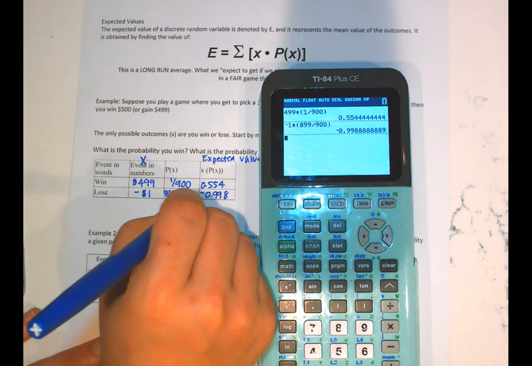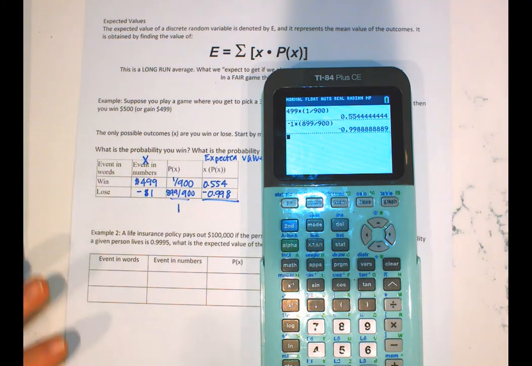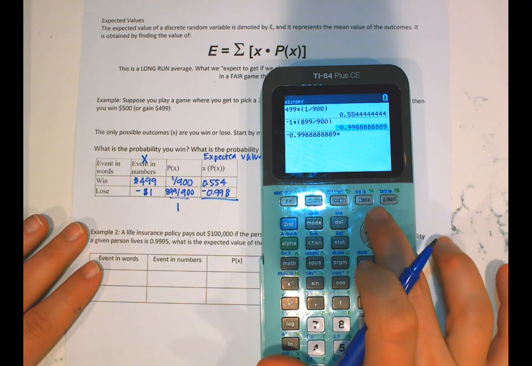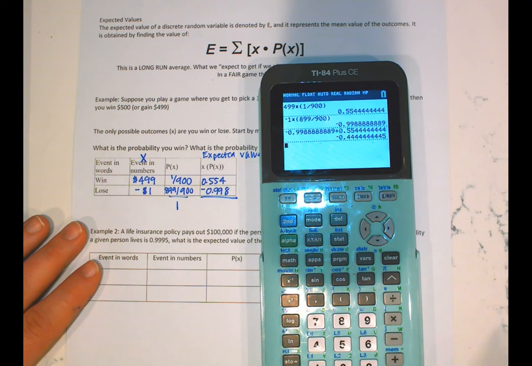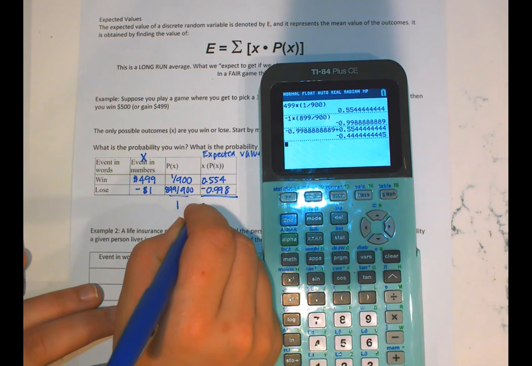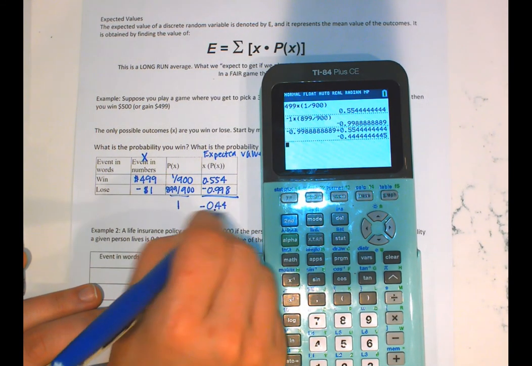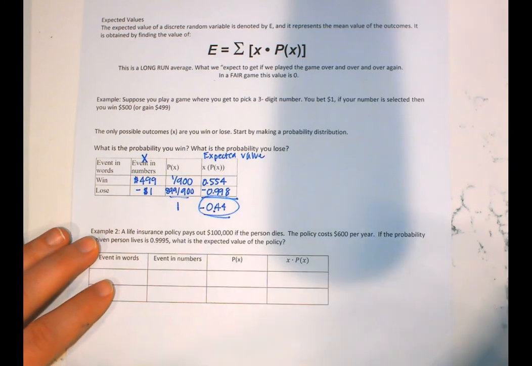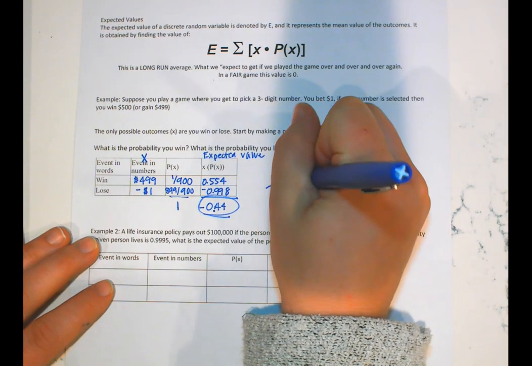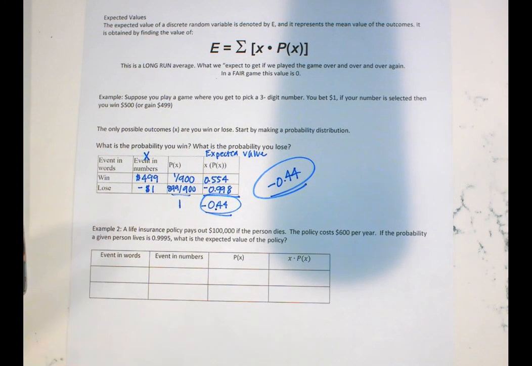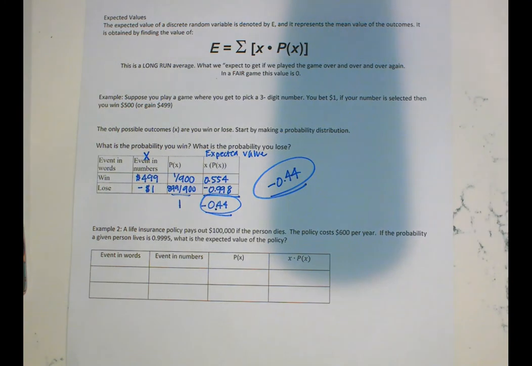-0.998. So then if I add these two values together, my expected value is -0.44. What that means is this is not a fair game. A negative value means we're going to lose more than we win. If we did this game over and over and over again, we'd be expected to lose more than we win.